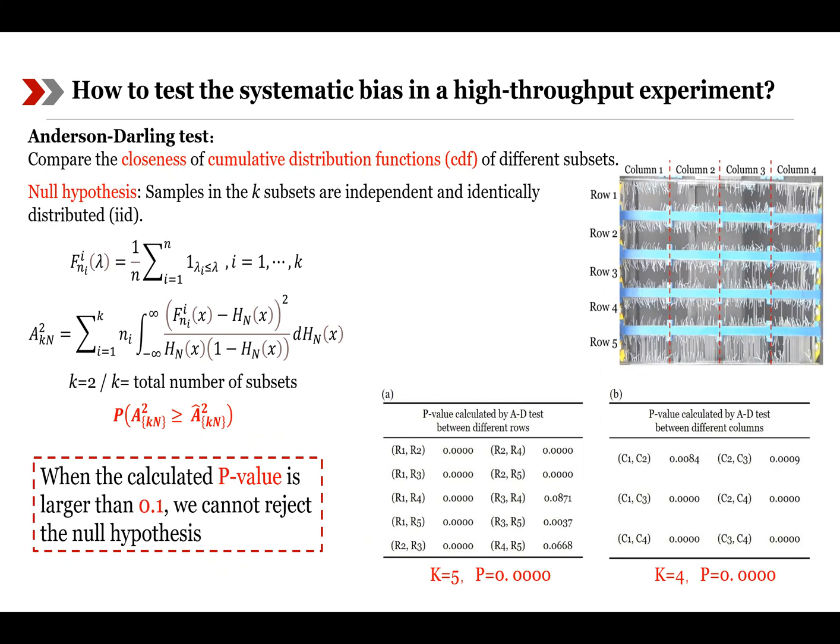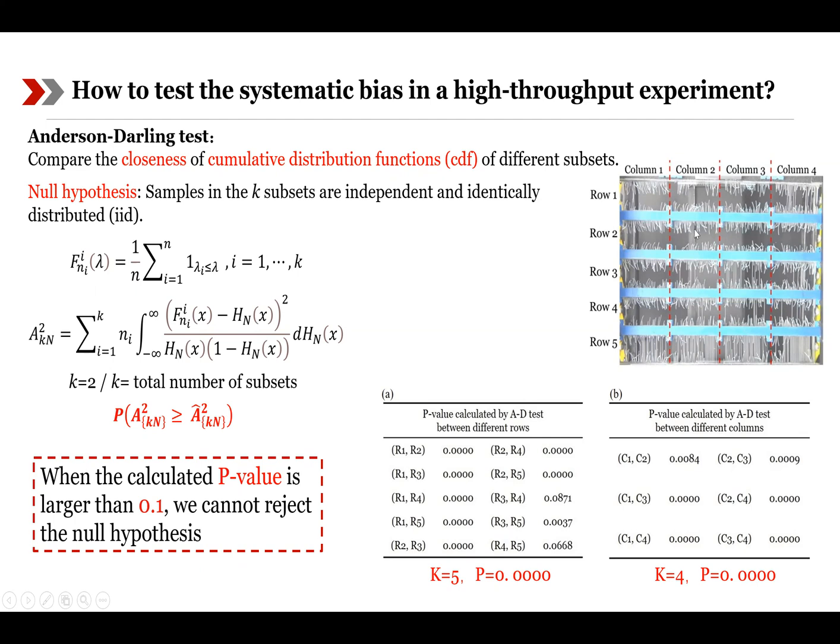The calculation process of the Anderson-Darling test will be introduced by Xu Hui later. What we need to know now is that we can finally get a p-value from this method. And if the p-value is larger than 0.1, we cannot reject the null hypothesis. In our previous high-throughput experiment, samples are placed into 5 rows or 4 columns. The samples can be naturally divided into 5 subsets by rows or 4 subsets by columns.